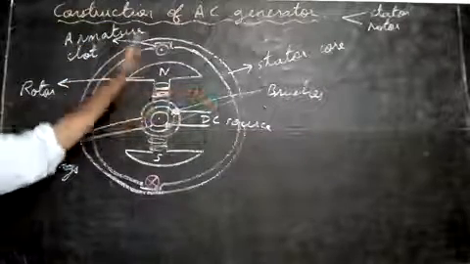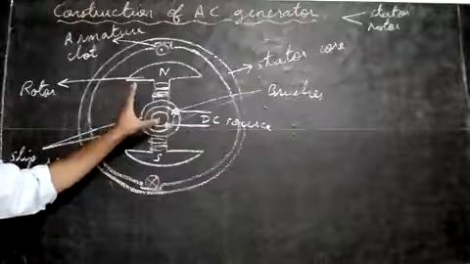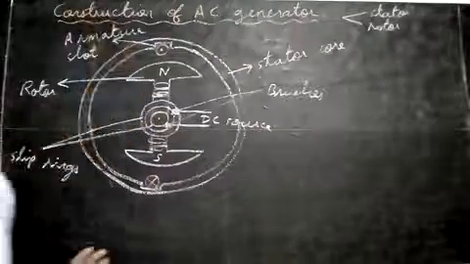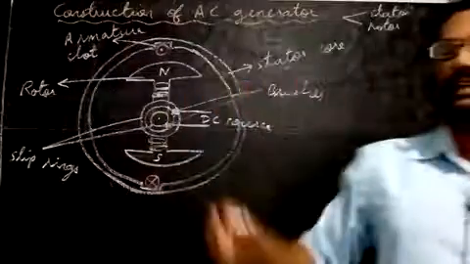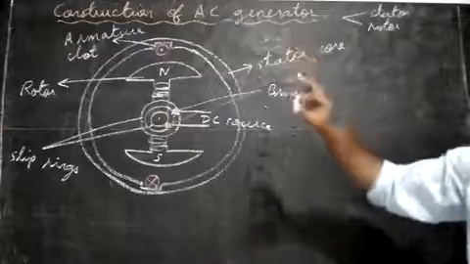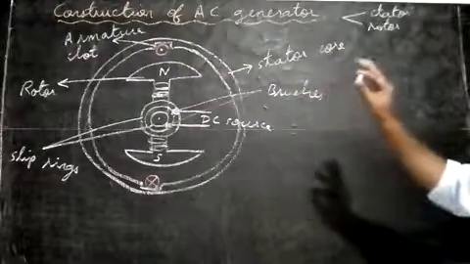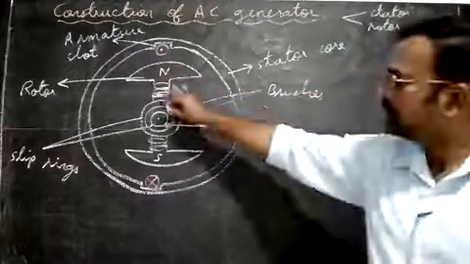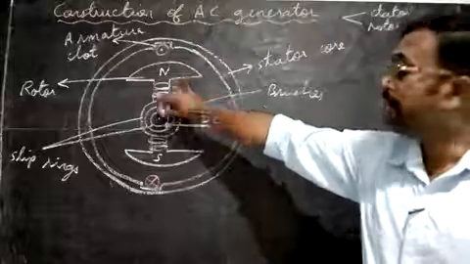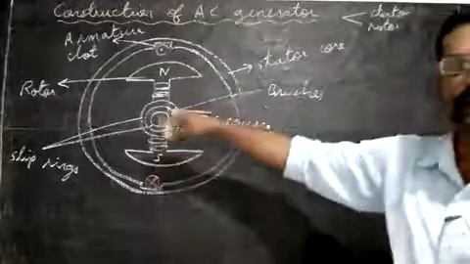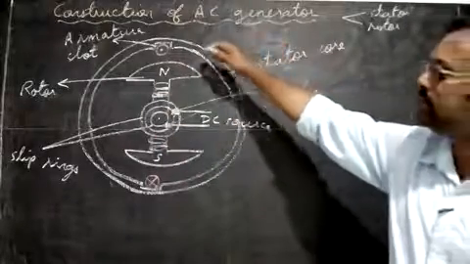Inside the stator, the rotating magnetic field will produce a current. Usually in very small toys we see the coil rotating, but in a real big AC generator, the rotor will rotate. The magnetic field produced by the rotor will rotate and induce the EMF in the stator core here.